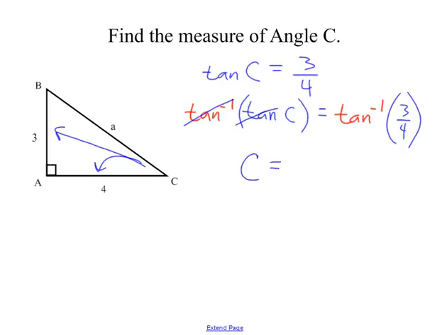And now we can take our calculator and type in the inverse tangent of 3/4. Making sure your calculator is in degree mode, we type this into the calculator and we get 36.87 degrees for angle C.